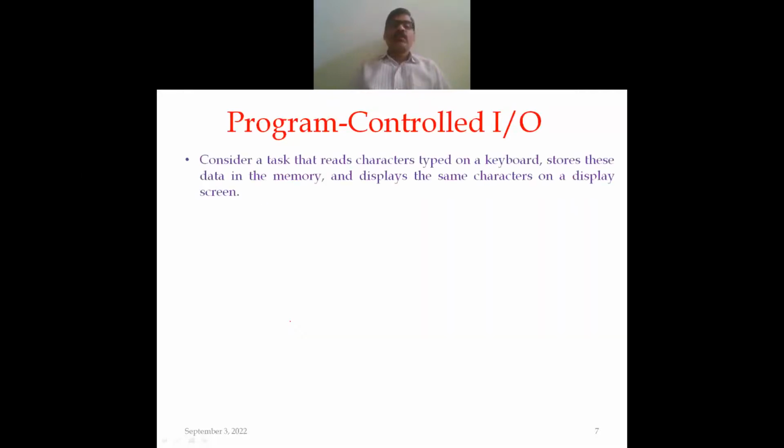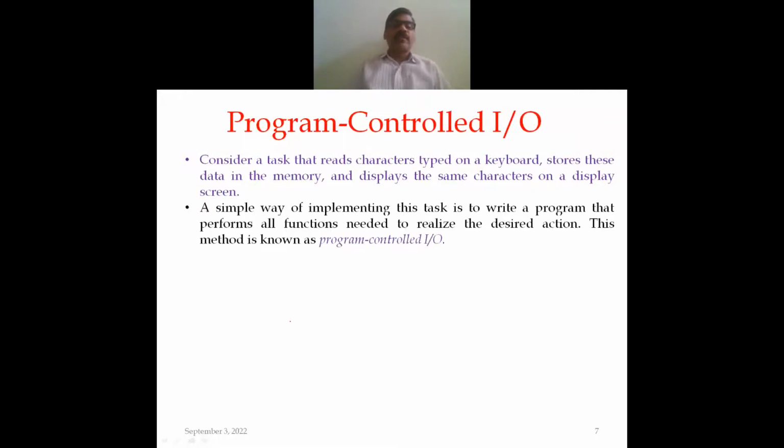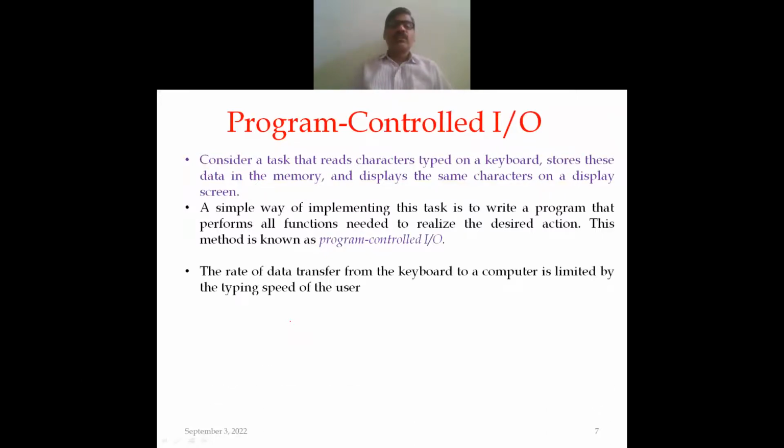In program controlled IO, for example, consider a task that reads a character typed on a keyboard, stores this data in the memory, and displays the same character onto a display device, that is, the screen. A simple way of implementing this task is to write a program that performs all functions needed to realize the desired action. This method is known as program controlled IO. Through a program you are controlling this IO operation.